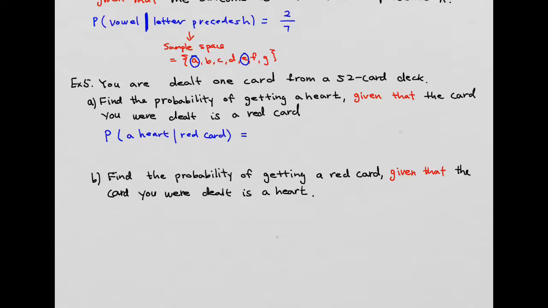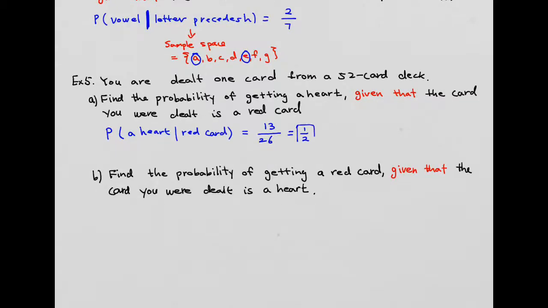So red cards, half of them are red and half of them are black, which is going to be 26 out of 52. And how many hearts are there? 13. And when you reduce this, it is 1/2. And that will be your probability of getting a heart given a red card.